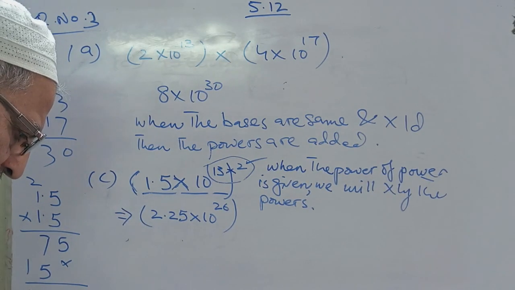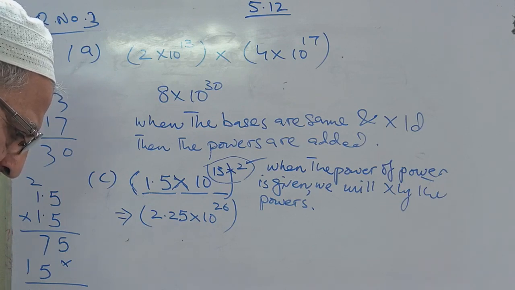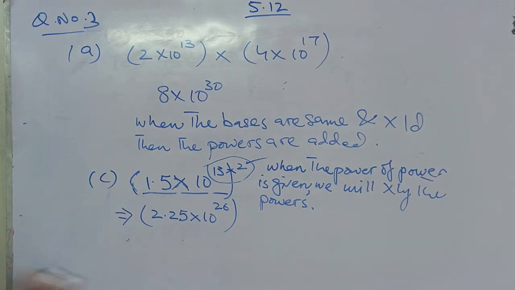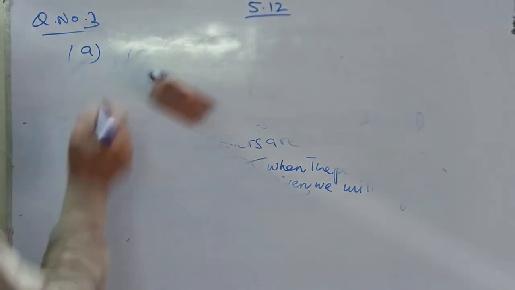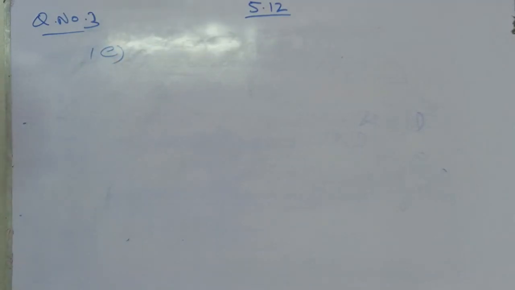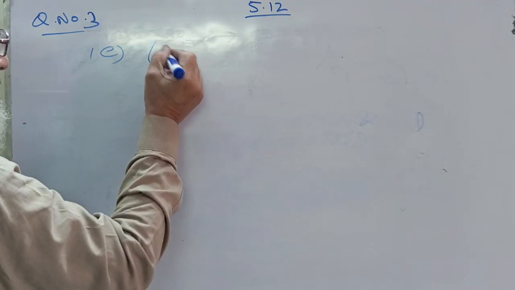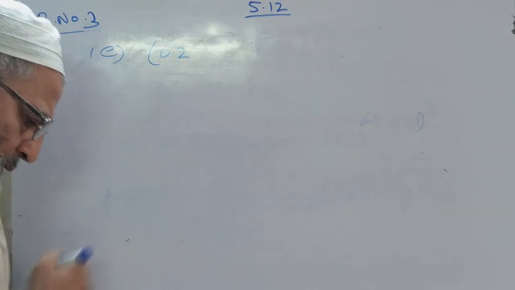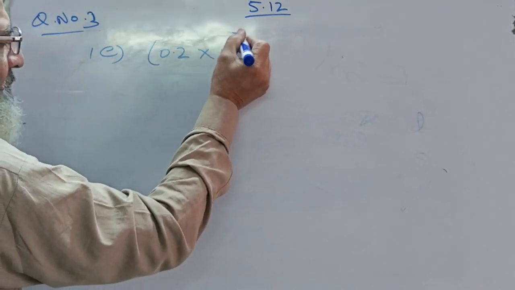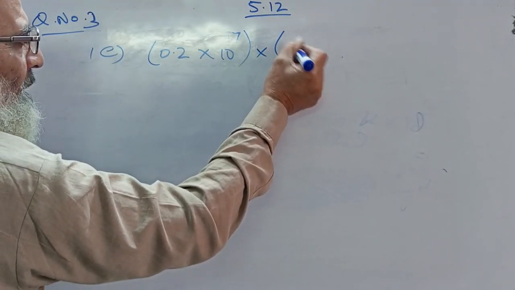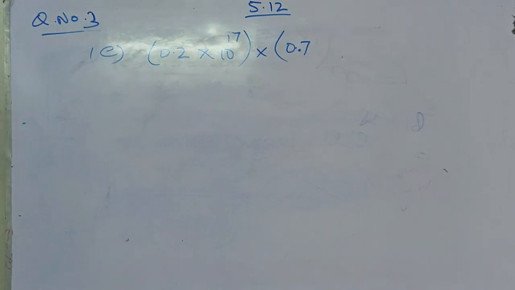All the other questions up till E are the same. Let me attempt one question because it contains a point. Let me attempt question number E now. What does question number E say? It says 0.2 multiplied by 10 raised to power 17, again multiplied by 0.7.